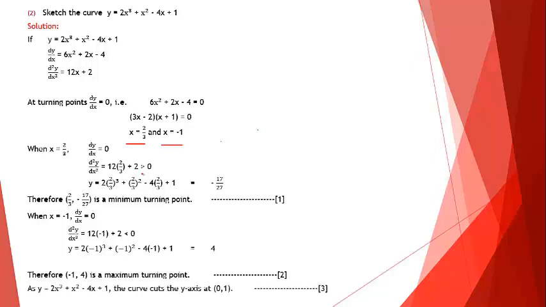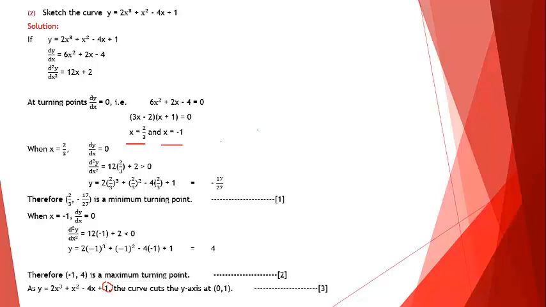As y equals 2x cubed plus x squared take away 4x plus 1, the curve cuts the y-axis at (0, 1). This is because to find the point at which the curve cuts the y-axis, we substitute x equals 0 in the equation of y. So we get y equals 1. Or we can simply find the intercept by finding the value which does not have any x terms, which is plus 1. That shows the intercept at which the curve cuts the y-axis.